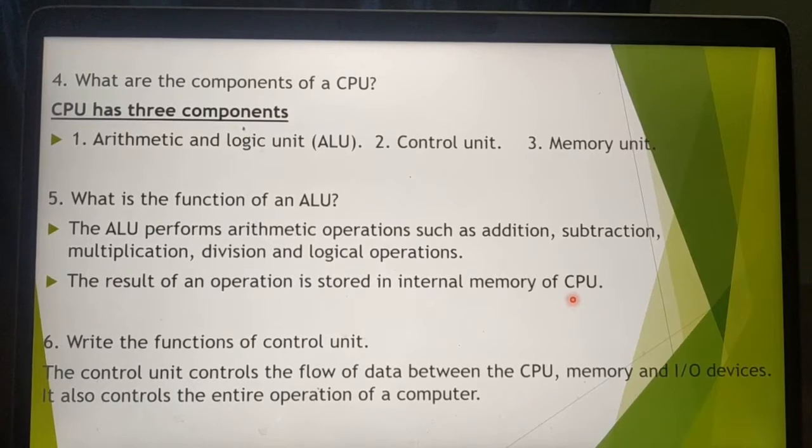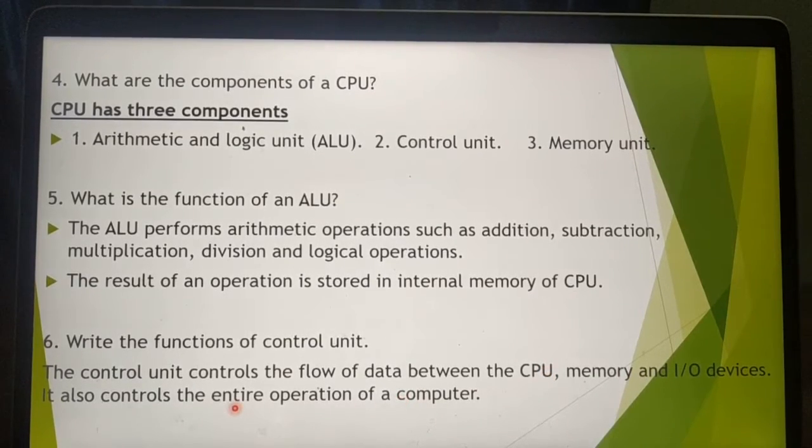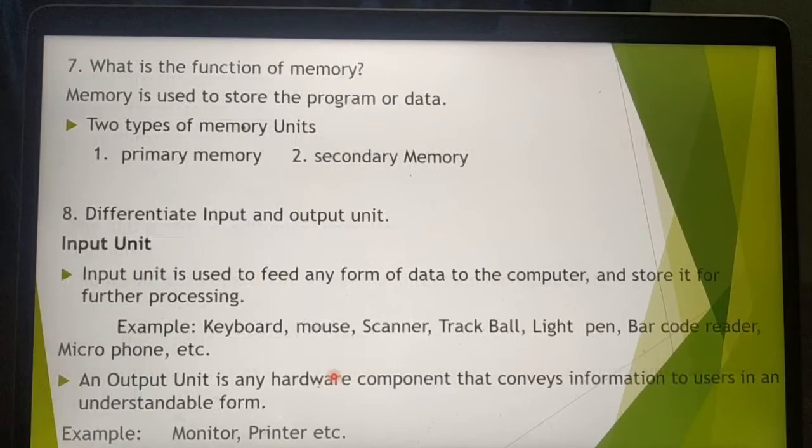Next, write the functions of the control unit. The control unit controls the flow of data between CPU, memory and I/O devices. It controls all the devices. It can also control the entire operation of the computer. So it is called a control unit.